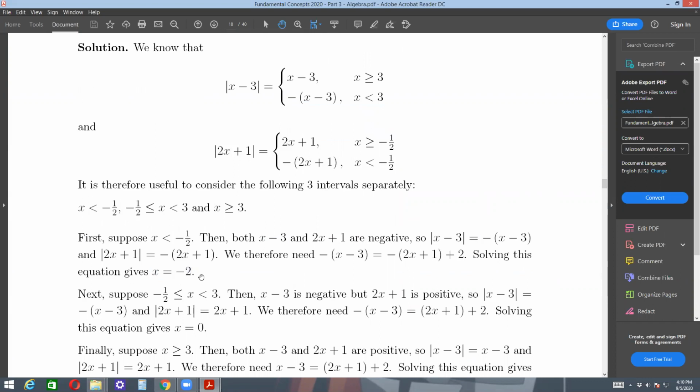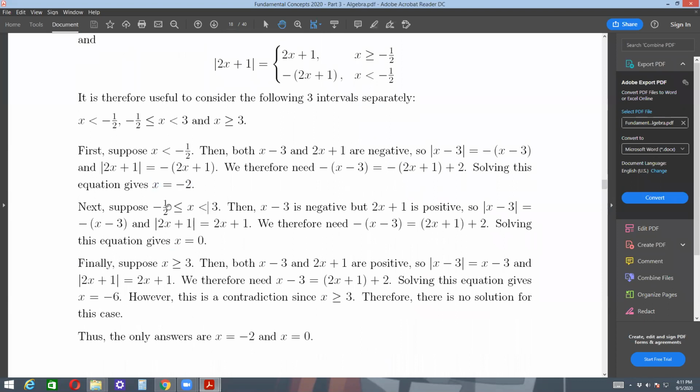Now, when you do this, it's important: when you get the value of x, make sure it's in the interval, because sometimes it's possible that it doesn't have a solution. So it gives you a value of x that is outside the interval. In this case, minus 2 is in the interval you want. X is less than minus a half, so that's fine.